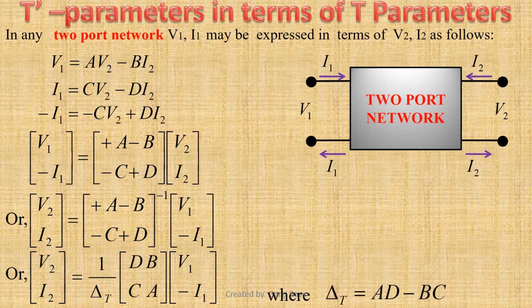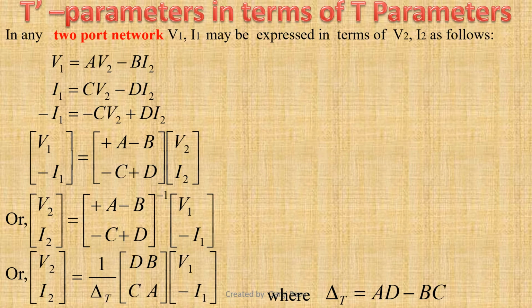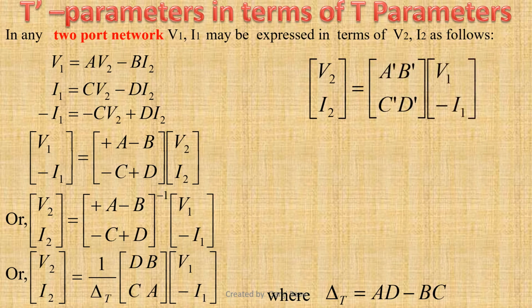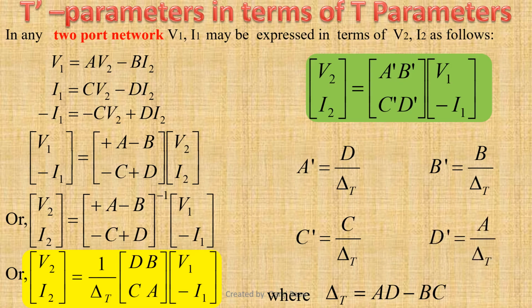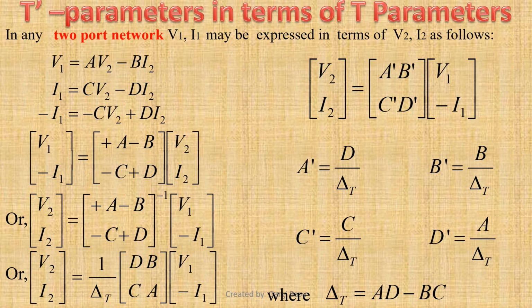When we describe a two-port network using T' parameters, the linear equations used may be written in matrix form as follows. Matrix of V2 I2 equals matrix of A', B', C', D' into matrix of V1 minus I1. Comparing these two sets of equations, we get A' equals D by delta T, B' equals B by delta T, C' equals C by delta T, and D' equals A by delta T. Now we have expressed T' parameters in terms of transmission parameters.